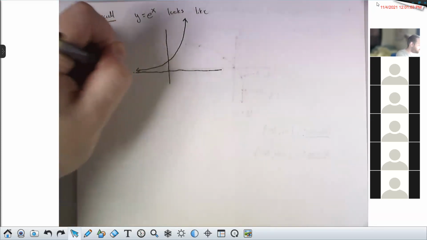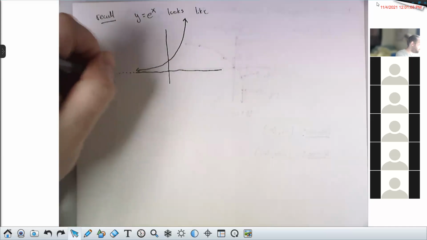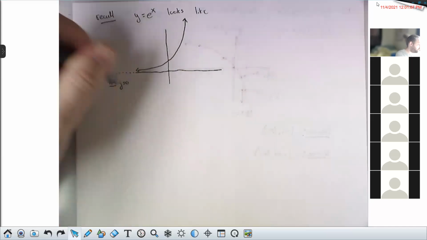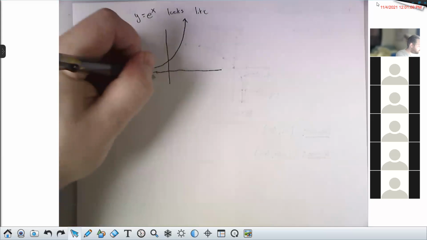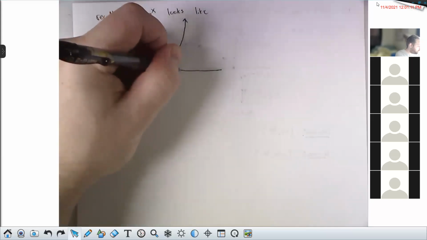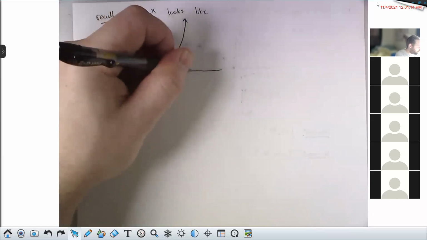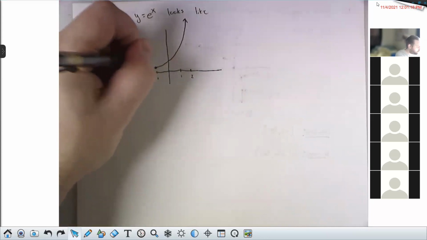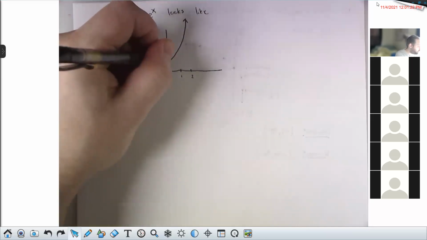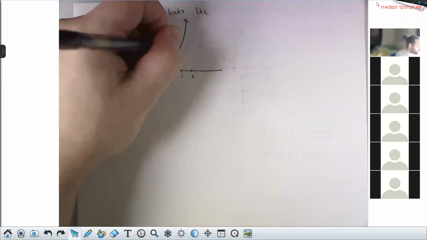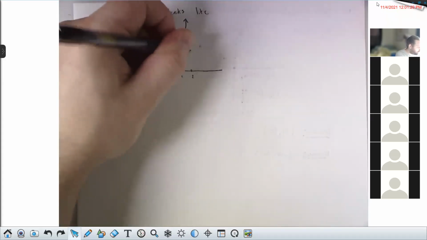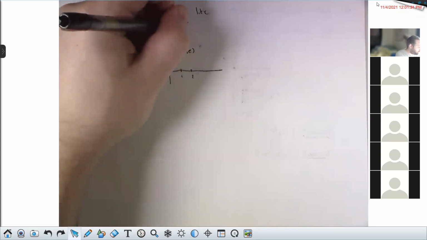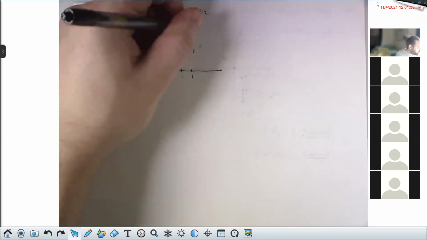Looks like any other growing exponential. The horizontal asymptote is y equals 0. I'll mark -1, 0, 1, and 2. So this point right here would be (-1, 1/e). This point right here is (0, 1). This point right here is (1, e). And the point above 2 here is (2, e squared).